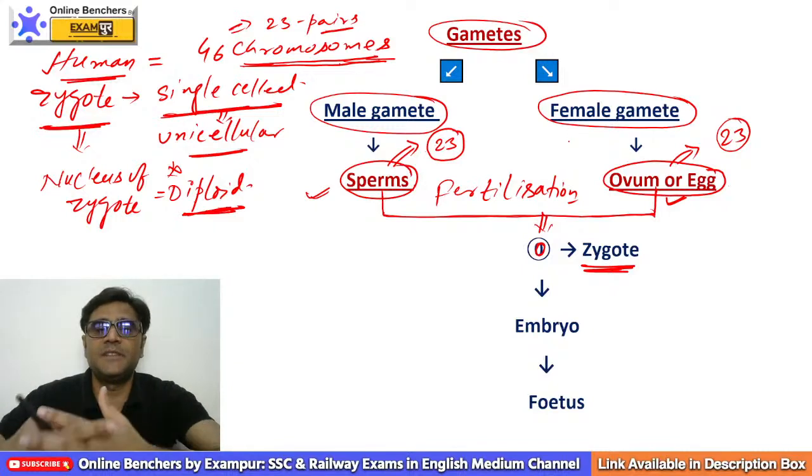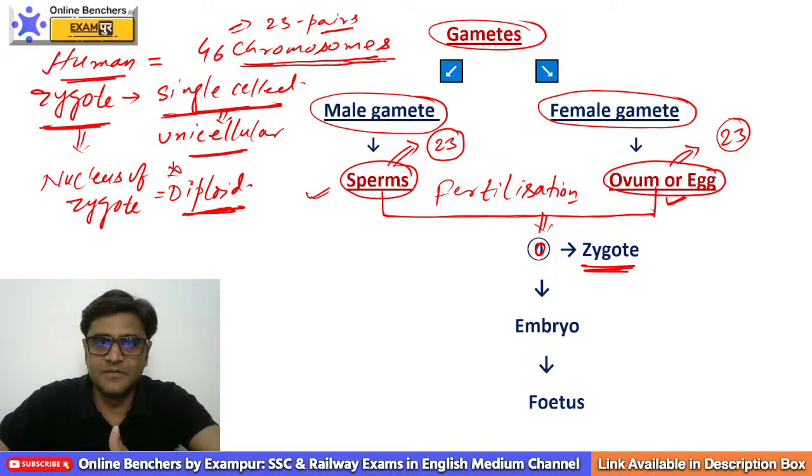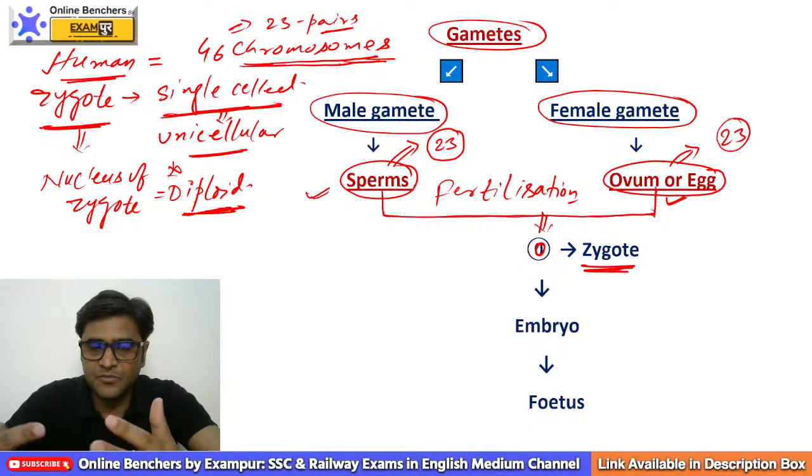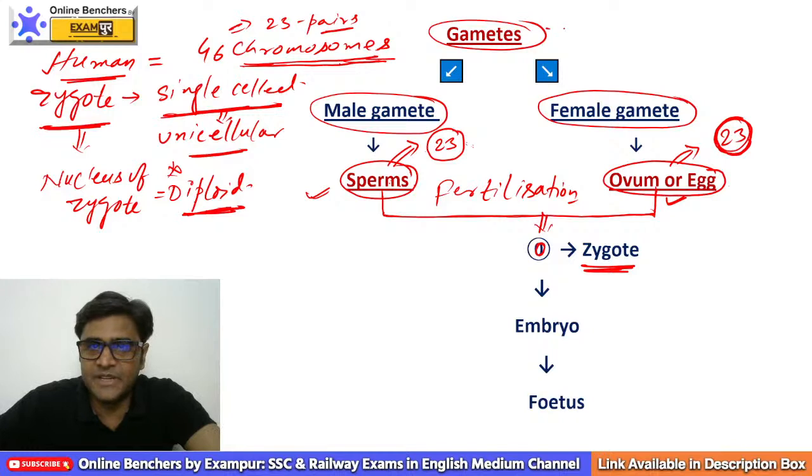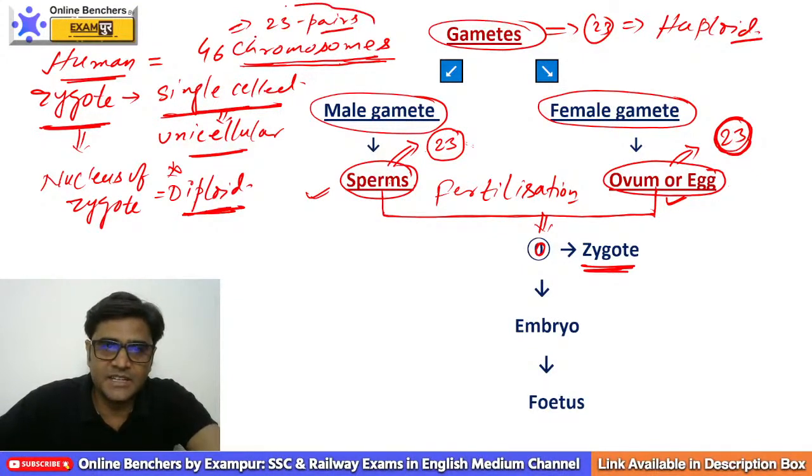Now, when fusion of male and female gamete takes place, these two cells fuse to form a single cell, but in this single cell we have exactly double the number of chromosomes with respect to sperm and ovum. So in gametes we have 23 chromosomes and this is known as haploid. And the total set of chromosomes is called diploid number of chromosomes.